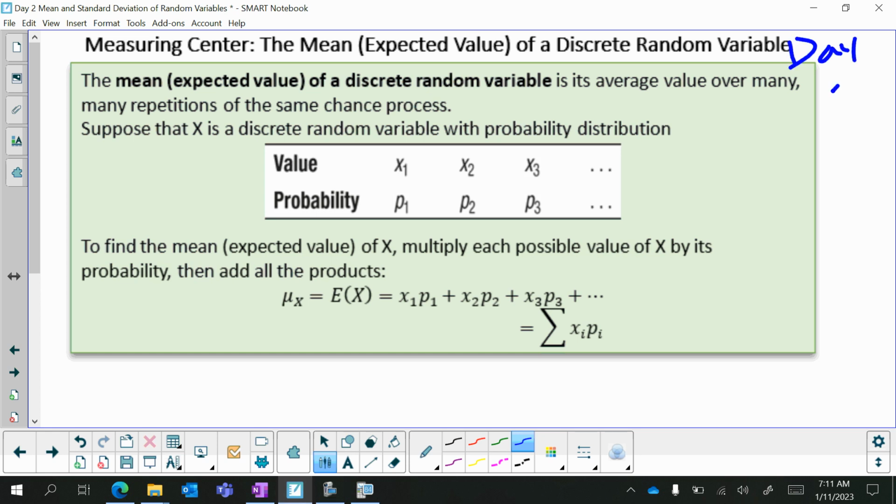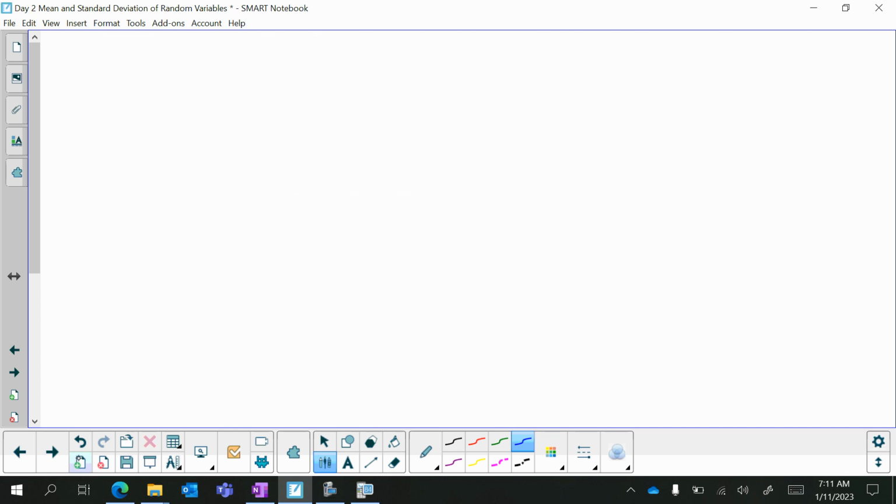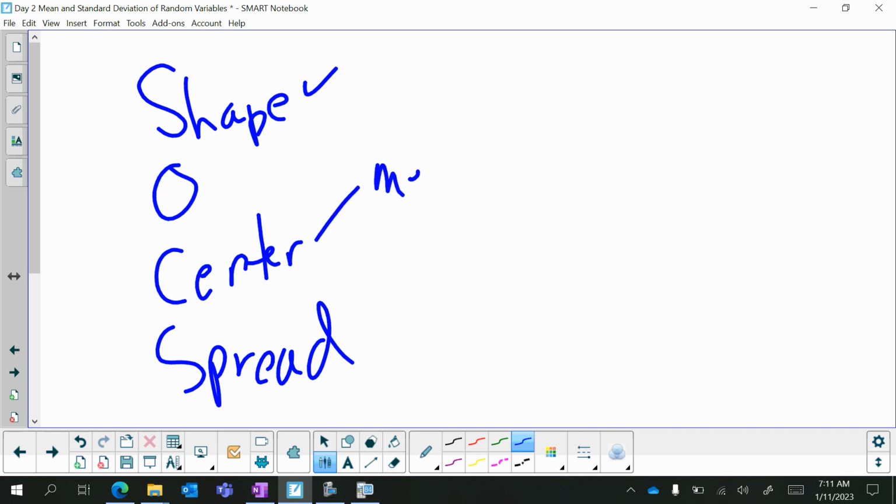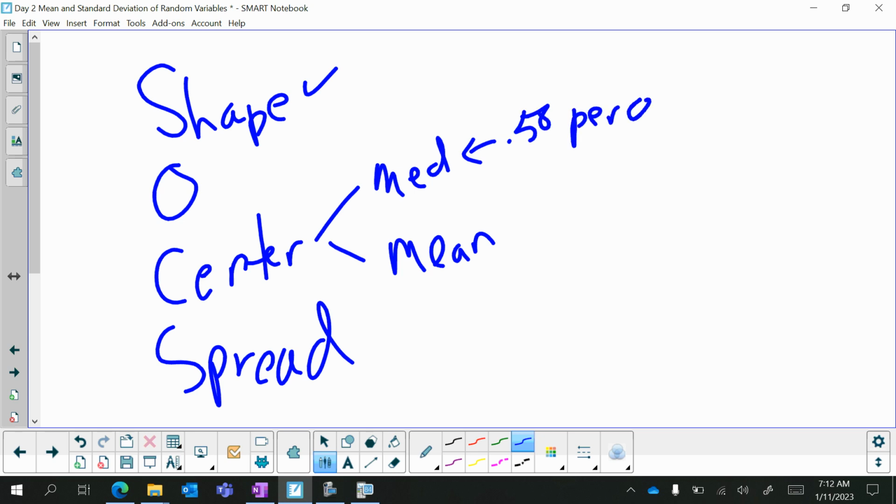All right, so we just talked about one measure of center. Remember yesterday, we talked about how when we're describing data, we have to address the shape, outliers, center, and spread. So we already talked about the shape yesterday, and we started talking about the center just now with the median, or we could talk about the mean. The median we just addressed, that's the 50th percentile. But we are also now going to talk about the mean.